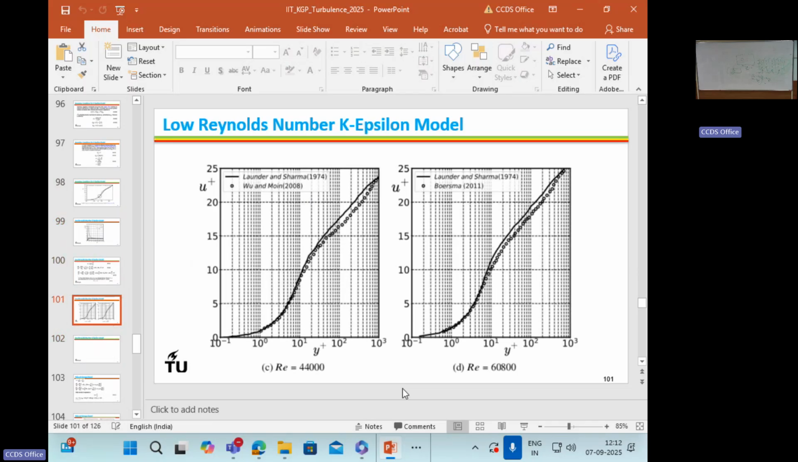The results are over here. This is the K epsilon Launder Sharma model, and this is DNS data, Parviz Moin's data. You can see the Launder Sharma model matches fine with the DNS data, U plus versus Y plus. Up to at least 100 they match fine. Clear?